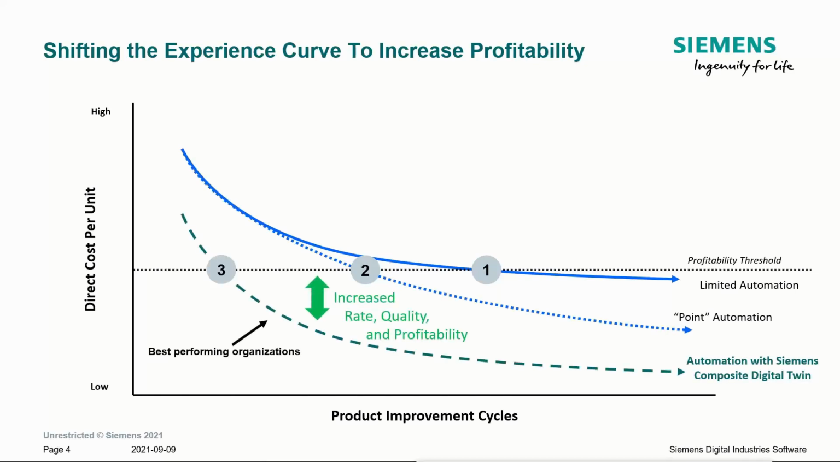This last curve here is what Siemens offers, and we offer a different approach. We allow for the creation of a complete digital twin of the composite design. And the value of that is that the data flow actually becomes more efficient and more accurate across multiple disciplines. Let me give you a quick example.